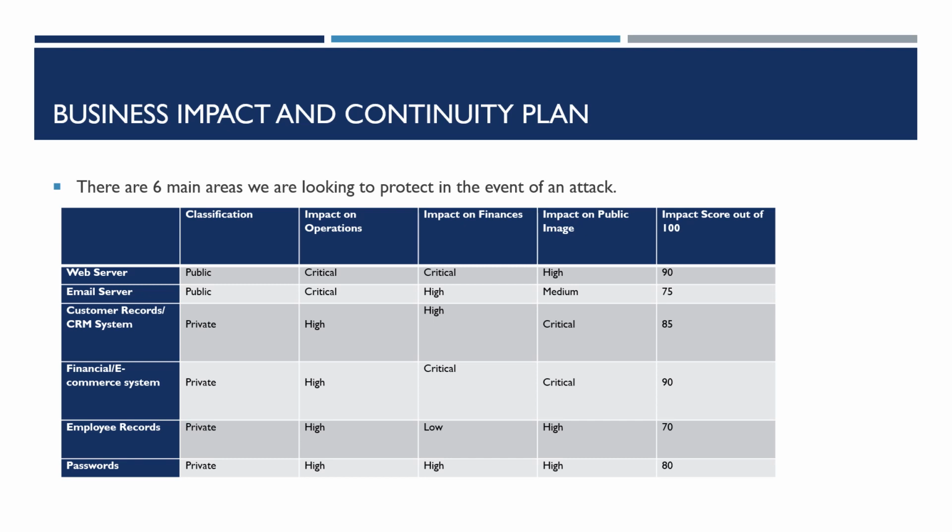So on to our business impact and continuity plan. Below are the 6 main areas that we're looking to prevent in the event of an attack. The table that we have here shows the multiple different risks that our company could encounter, and ensuring that they are prioritized by the importance of the largest risk.